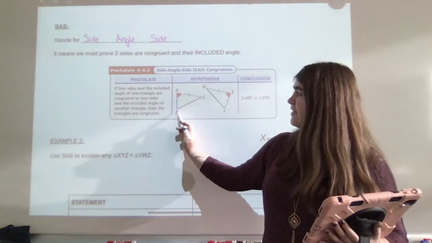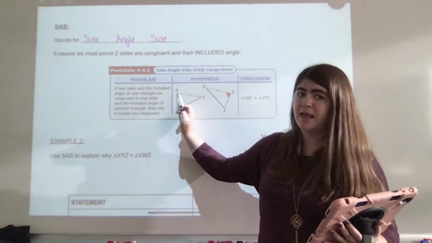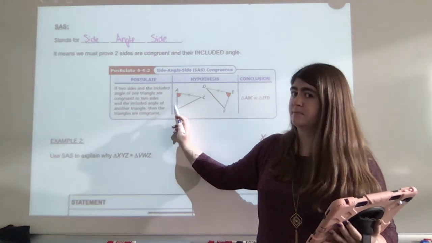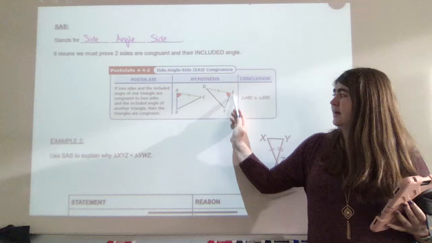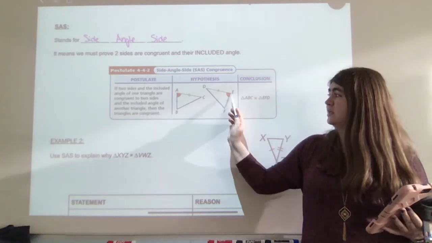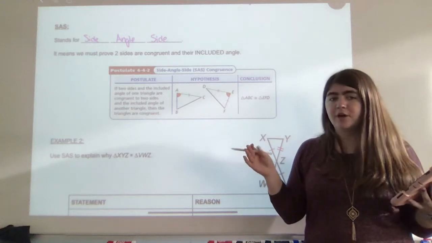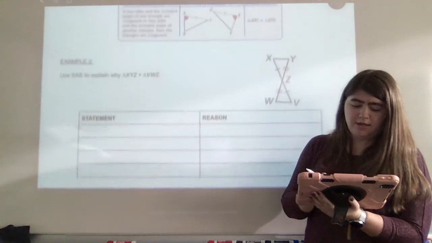So if I have AB and AC, it has to be angle A because angle A is between the two sides. Same thing over here. If I have DE and EF, then I have to be talking about angle E because this angle is between these two sides. So you're looking for an angle sandwiched between the two sides. All right, let's take a look at an example.